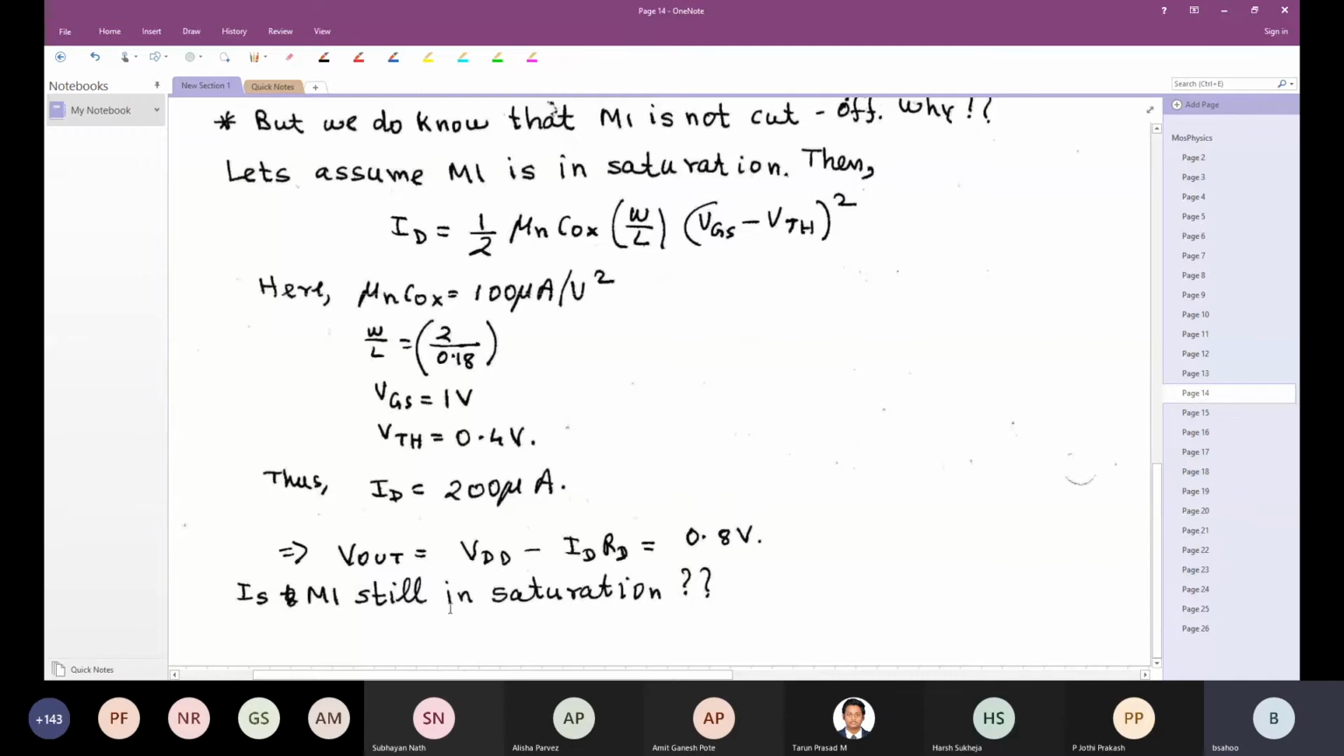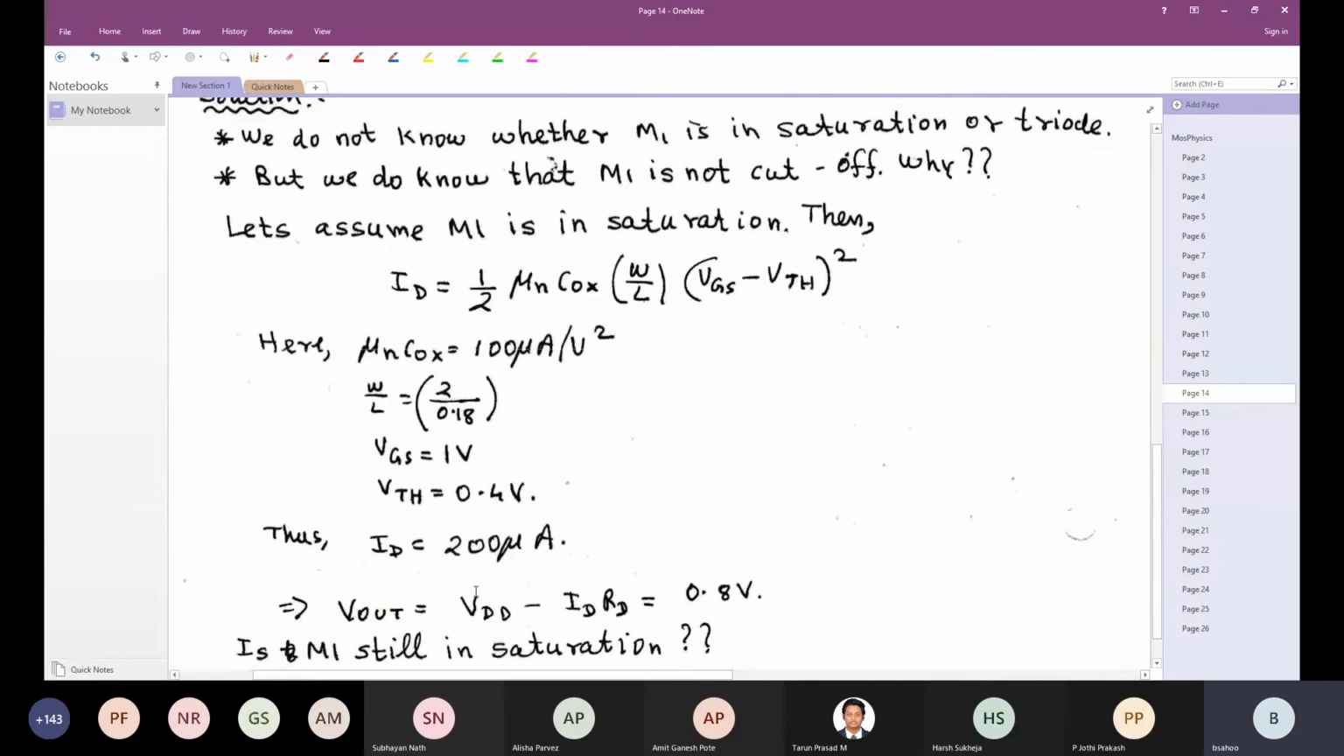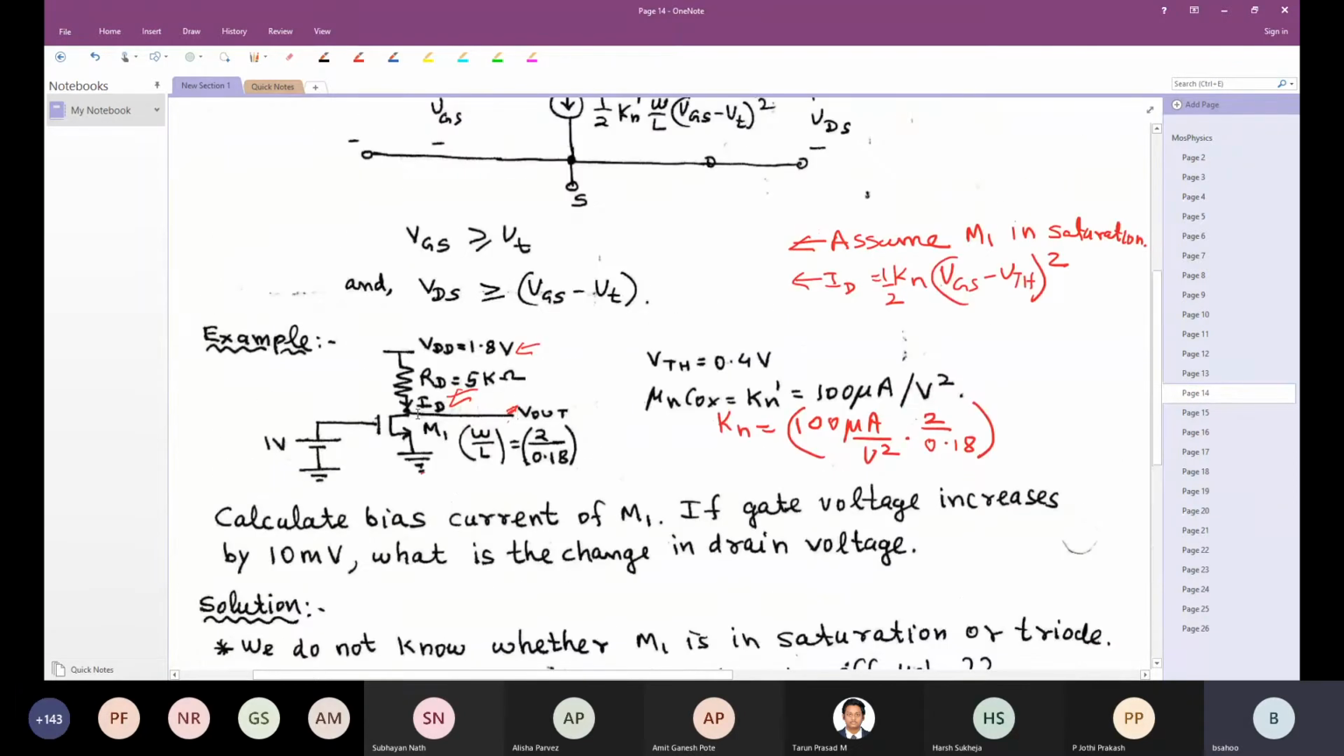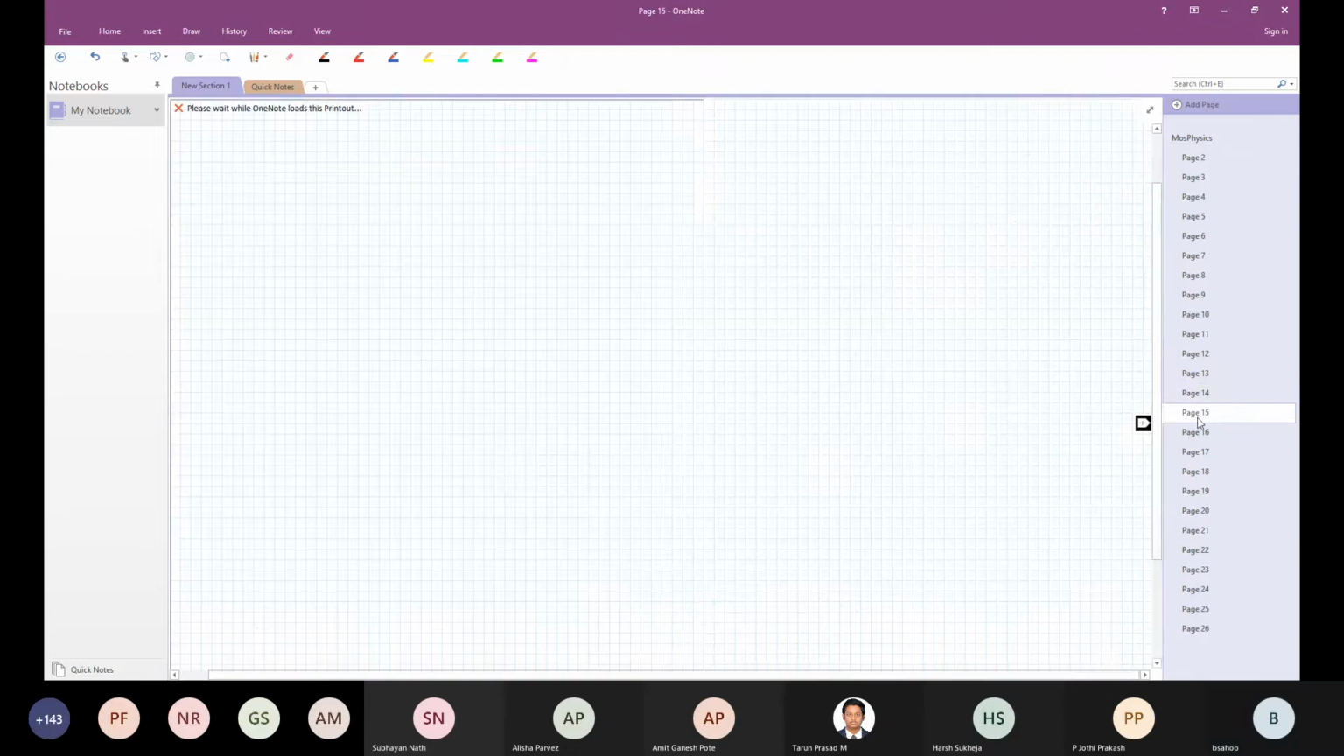Is M1 still in saturation? If this is 1 volt and this is 0.8 volts, is M1 in saturation or triode? Is there a channel at the drain end? Saturation. Yes, because there is no channel at the drain end, because gate minus the drain is 0.2 volts, which is less than the threshold voltage. So there is no channel present at the drain end.